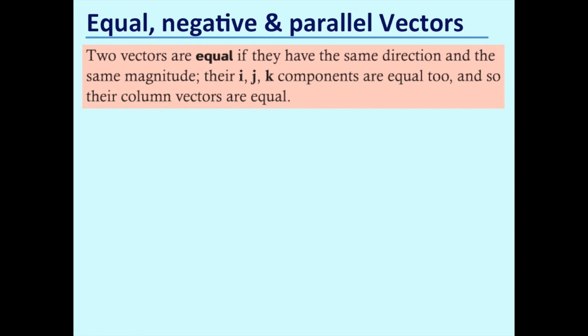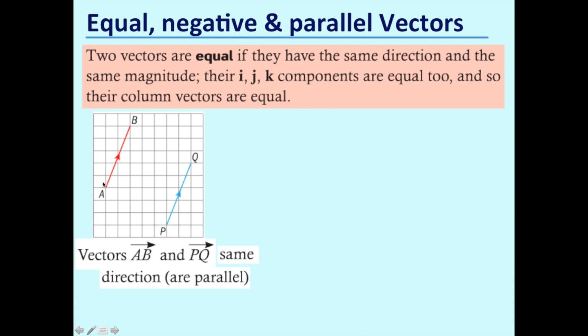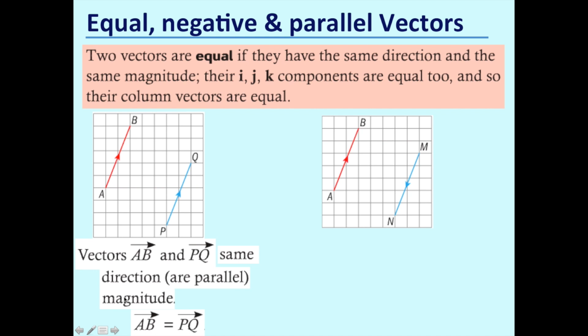Some of the language and key concepts then of equal, negative, and parallel vectors. The key thing to remember is they will only be equal if they have both the same magnitude and direction. So these two have the same direction, we can check that using the gradient. They have the same magnitude, we can check that using Pythagoras, so we can confirm they are the same.